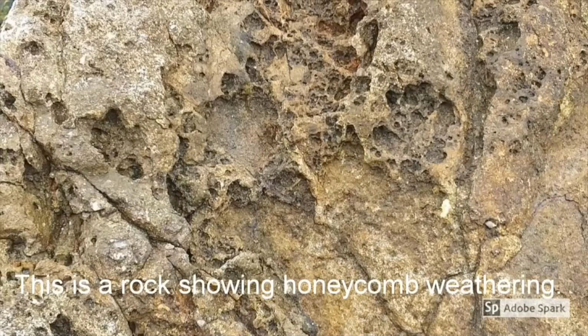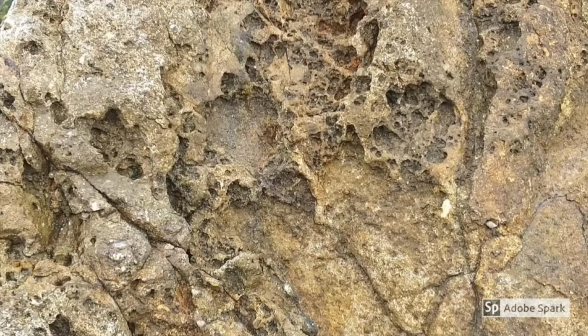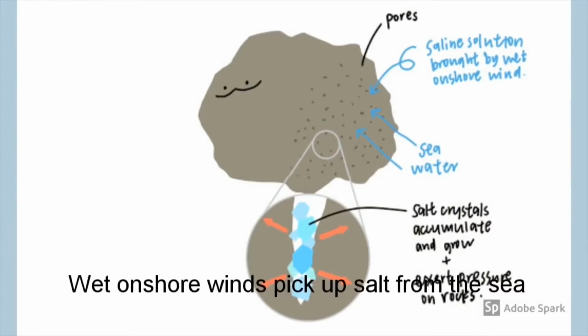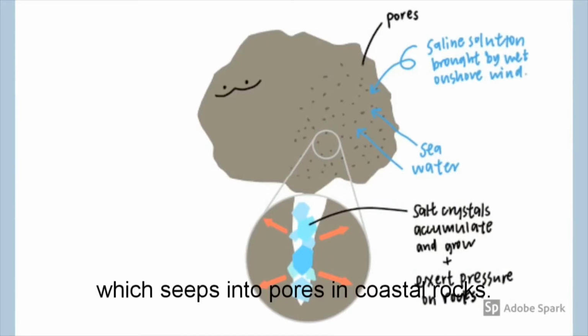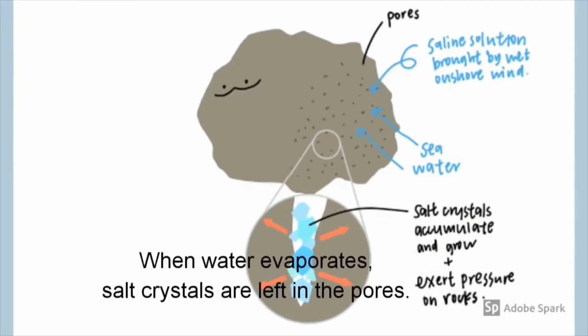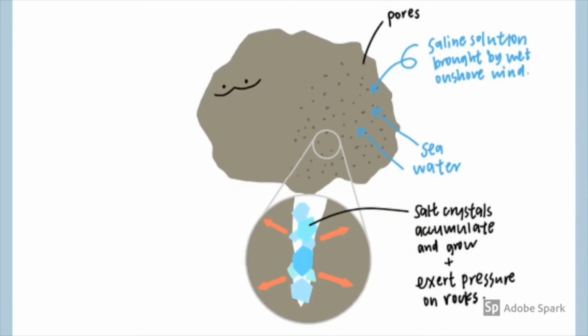This is a rock showing honeycomb weathering. Here's how it was formed. Wet onshore winds pick up salt from the sea, which seeps into pores in coastal rocks. When water evaporates, salt crystals are left in the pores.